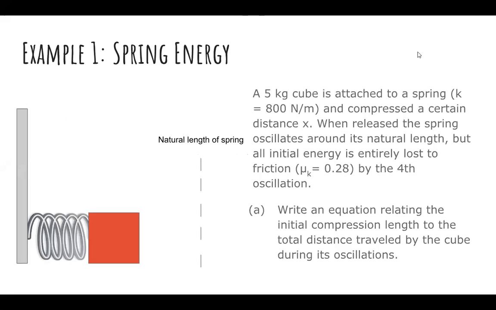Okay, so for the first example, we have spring energy. There's a 5 kilogram cube attached to a spring with a spring constant of 800 Newton meters, and it is compressed at a certain distance x. When the spring is released, it oscillates around its natural length, but all initial energy is entirely lost to friction by the fourth oscillation. Write an equation relating the initial compression length to the total distance traveled by the cube during its oscillations.